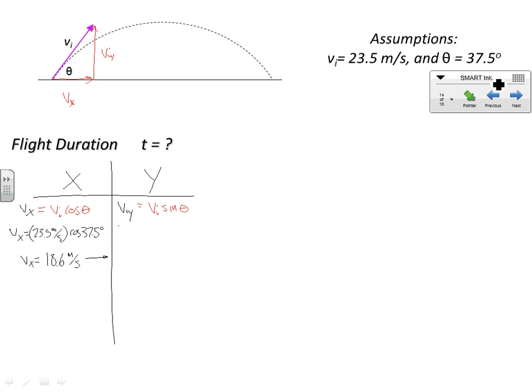VIY, Vi sine theta, or 23.5 meters per second times the sine of 37.5 degrees. VIY is 14.3 meters per second upward. Okay, now any and every single projectile problem that you do, we will always put over here that A is G, downward.